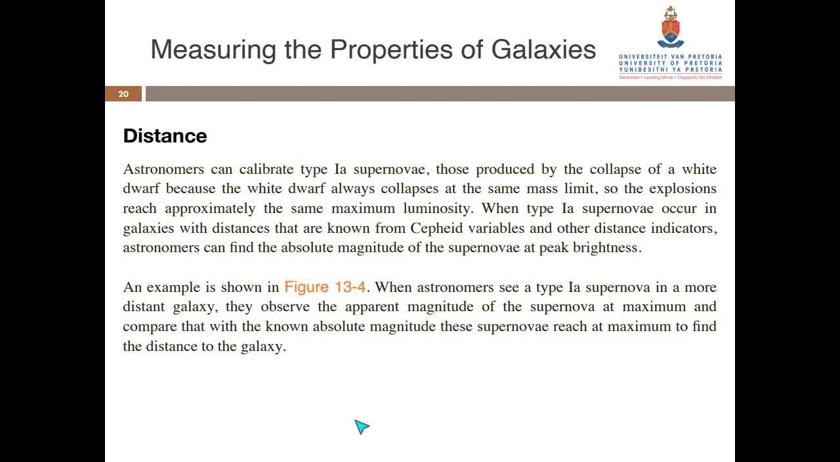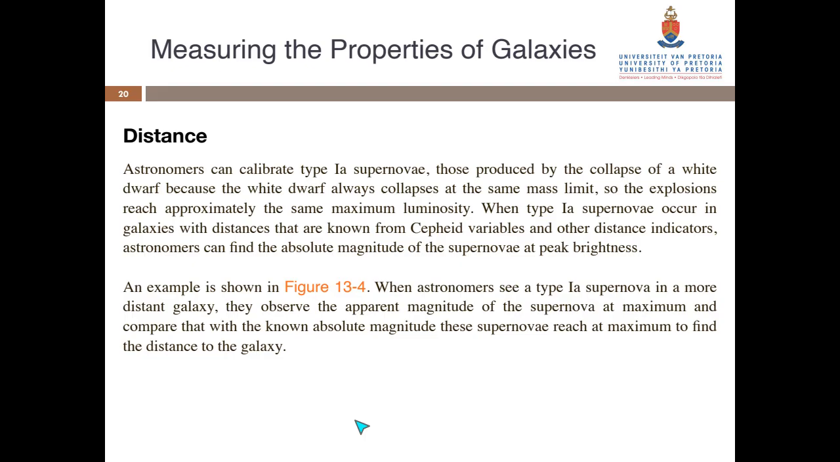Astronomers can also calibrate type 1a supernovae, those produced by the collapse of a white dwarf, because the white dwarf always collapses at the same mass limit. So the explosion reaches approximately the same maximum luminosity. When type 1a supernovae occur in galaxies with distances known from Cepheid variables and other distance indicators, astronomers can find the absolute magnitude of the supernovae at peak brightness.